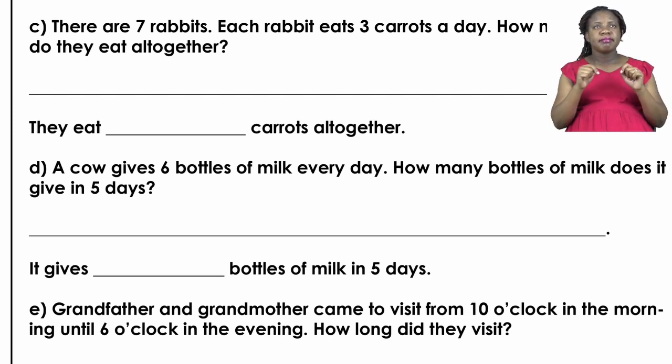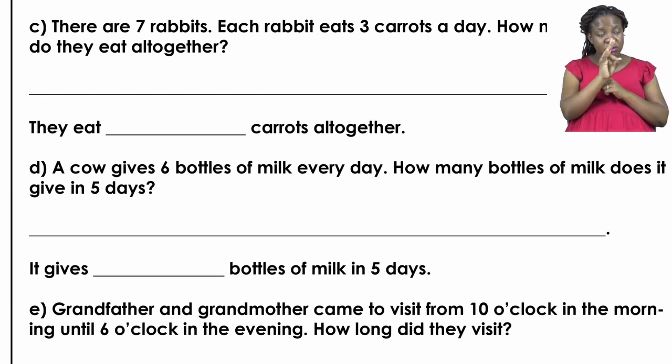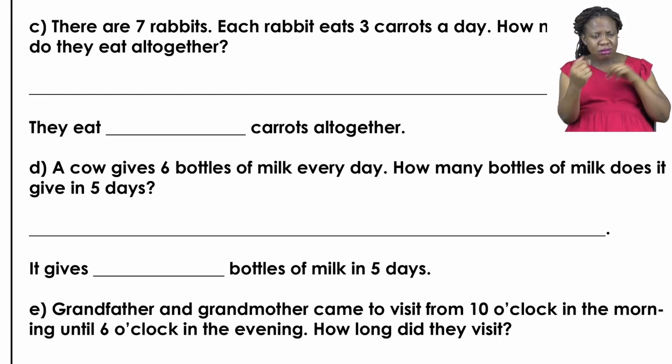Today, we are going to do the number C. Remember we read it twice, so let's read it a first time and then a second time. C says, there are 7 rabbits. Each rabbit eats 3 carrots a day. How many carrots do they eat all together? There are 7 rabbits. Each rabbit eats 3 carrots a day. How many carrots do they eat all together?